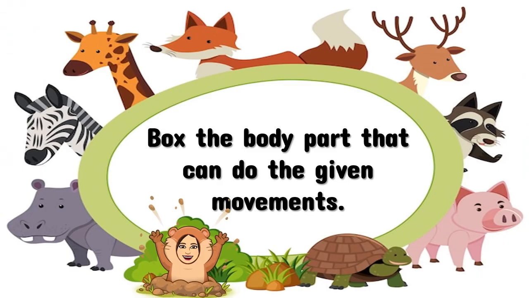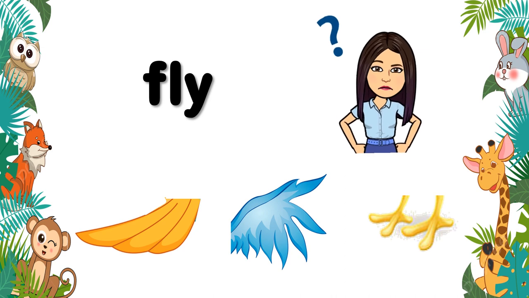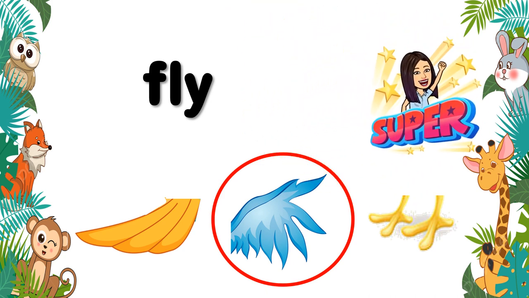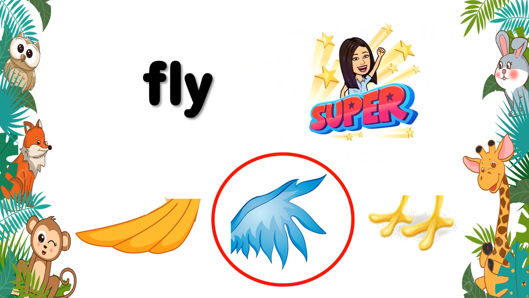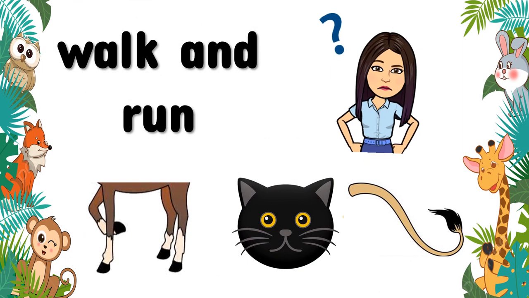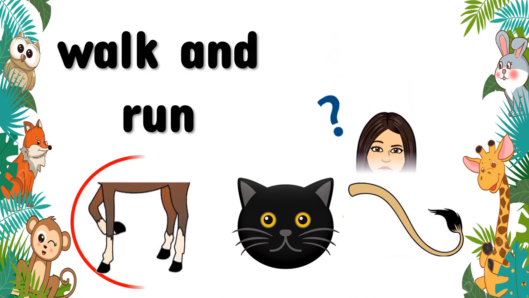Name the body part that can do the given movements. To actively participate in this activity, you may write your answer in the comment section. Fly. The body part that is used for flying is wings. Walk and run. The body parts used for walking and running are legs and feet.